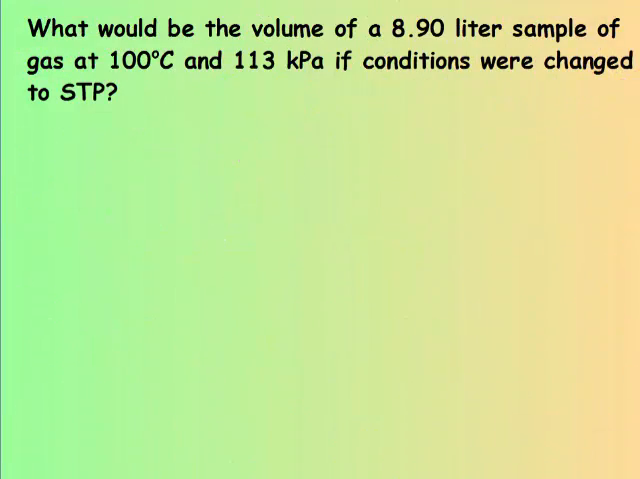So let's look at this first one. First, just like before, we're going to label everything. It says that we have a volume. Here's my temperature. And my pressure. It looks like you aren't given enough information because I only have 1 temperature, 1 pressure, and 1 volume.